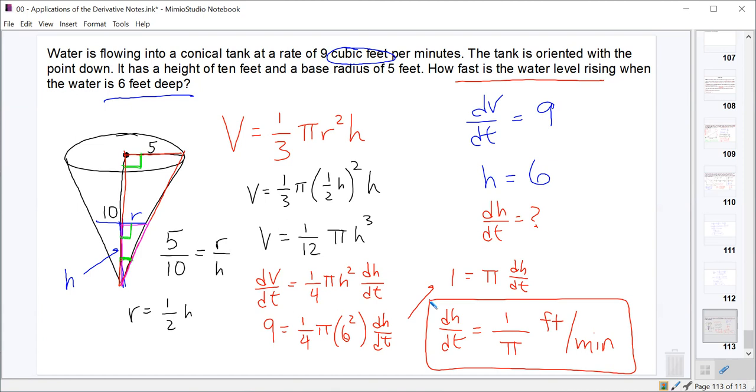So that's it for related rates, and that's it for our unit on applications of the derivative.